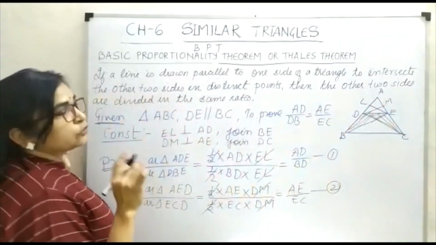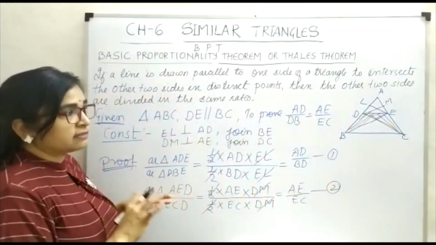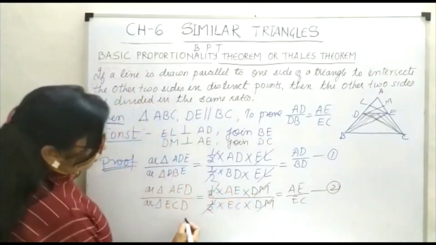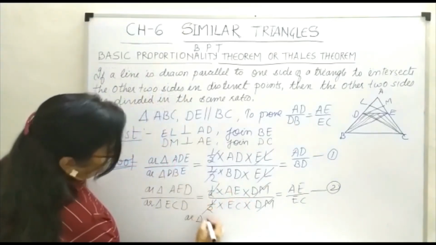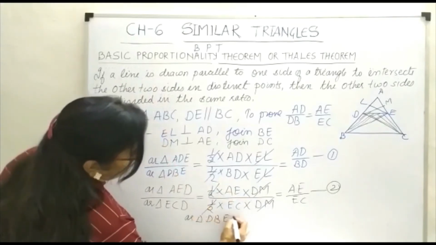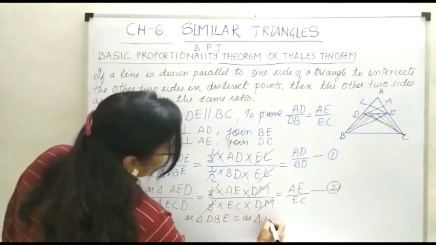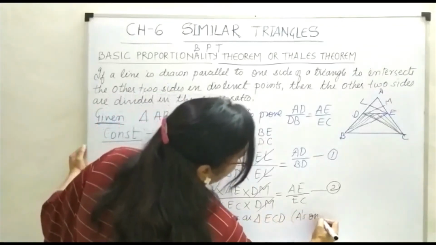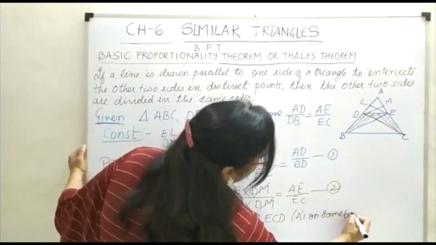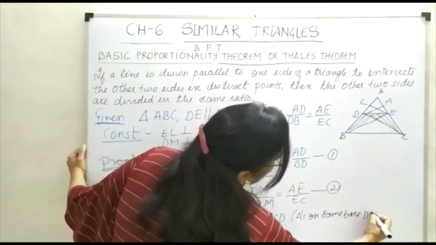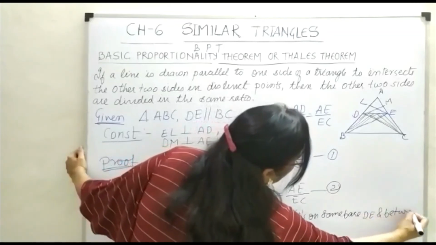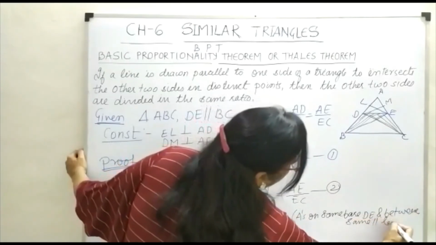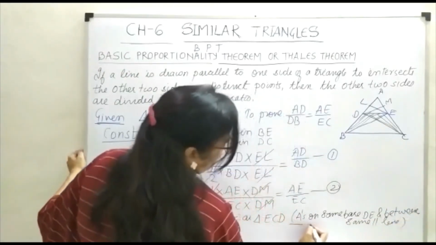In your class 9th, you have studied that triangles on the same base and between the same parallel lines are equal in area. So you can write area of triangle DBE is equal to area of triangle ECD, that is triangles on the same base, you can mention the base DE, and between the same parallel lines. Give it equation number 3.